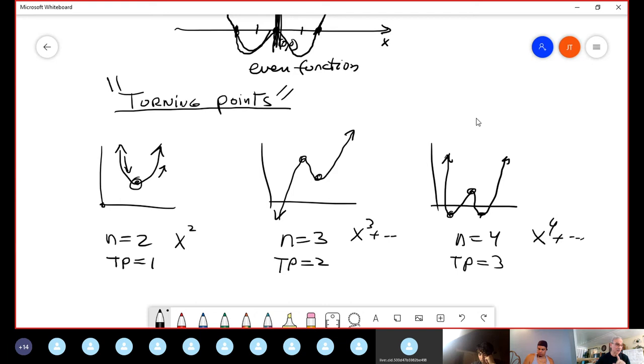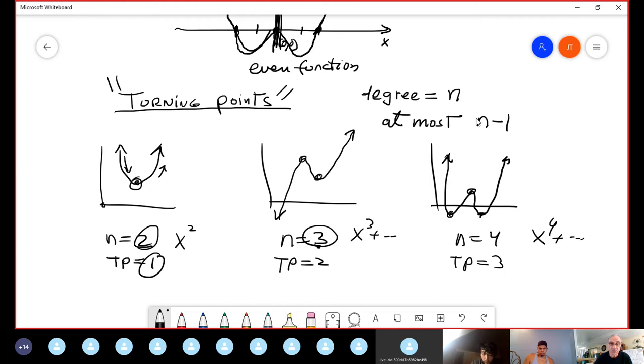So what is the conclusion? The conclusion is, it's not simple. It's not easy. You have a polynomial and the degree is n, and the number of turning points is at most n minus 1. Look, degree 2 minus 1 is 1. Degree 3 minus 1 is 2. Degree 4 minus 1 is 3.